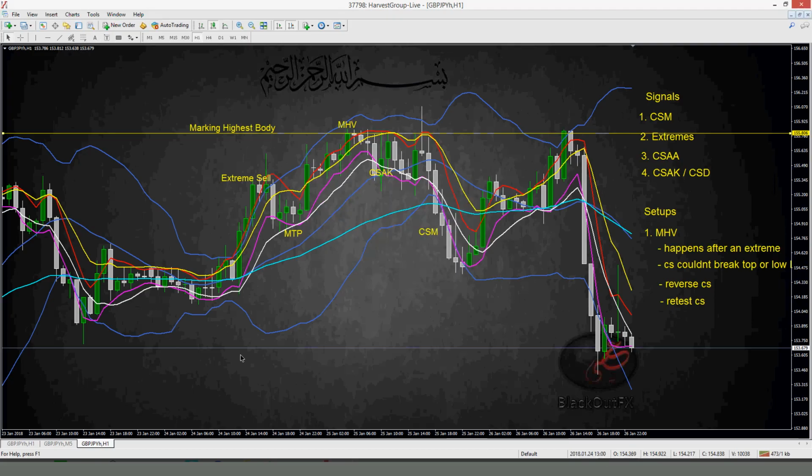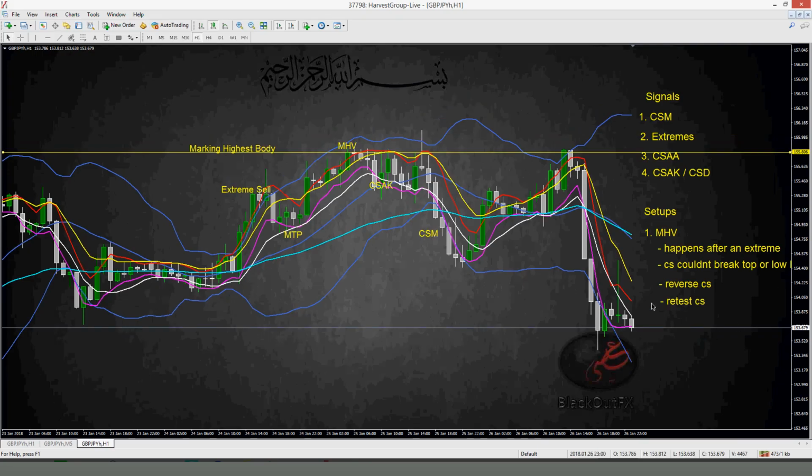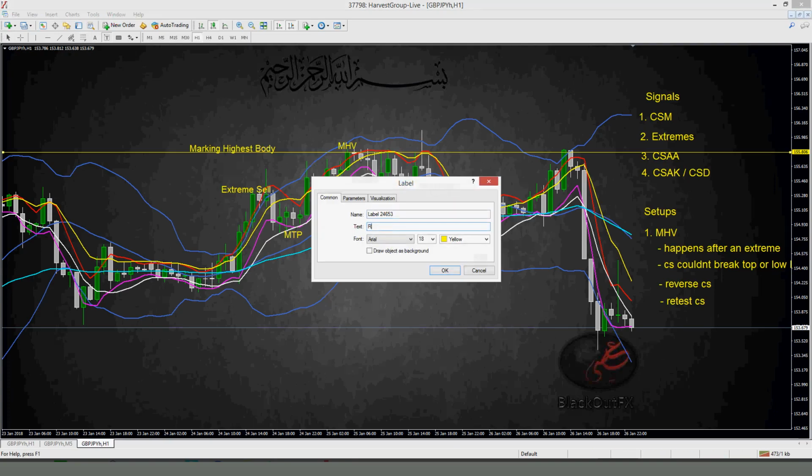I really encourage everyone to make your own charts, do your own mapping of the market, do your own labeling so you know exactly what you're looking at. And then obviously if you don't know, then you should show your screenshots to those people who know much better than you. Okay, so the final setup that we're going to talk about is obviously the re-entry.